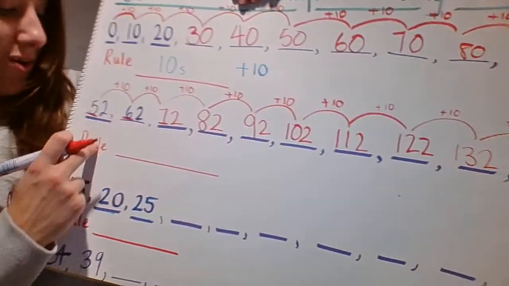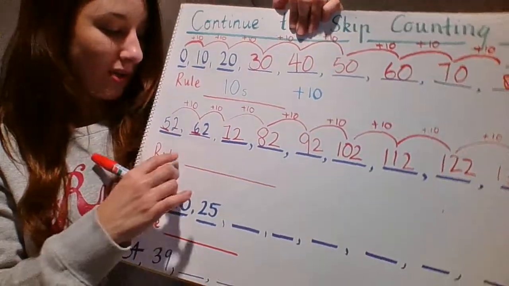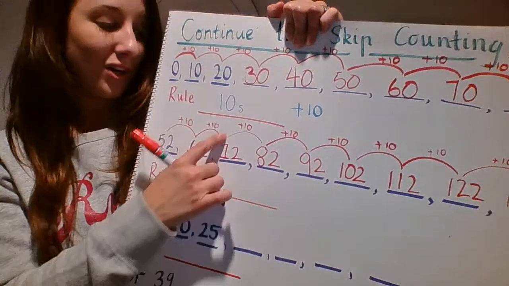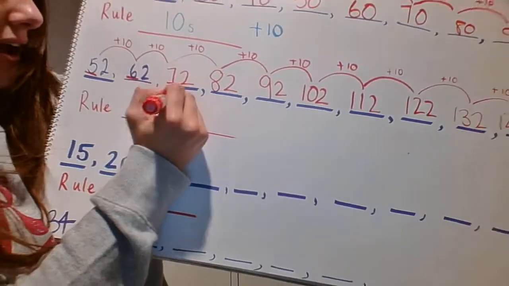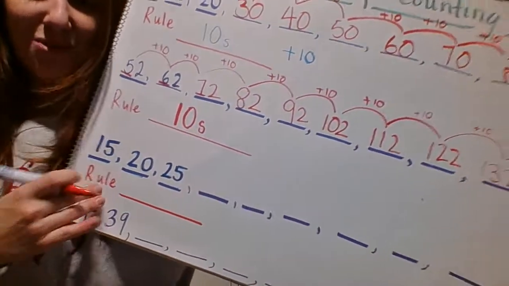Now that you know that, I want you to think about what the rule is, okay? I'm going to write on this line, sitting nicely with my back straight. I'm going to write what it is skip counting by. And we know now it is skip counting by tens. Okay, let's move on to the next one. We might do a couple more, okay?